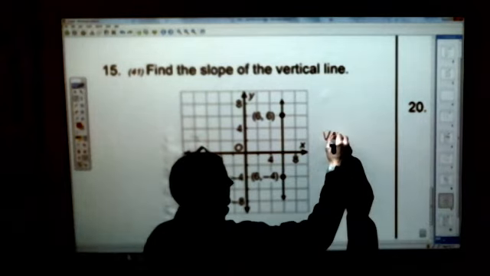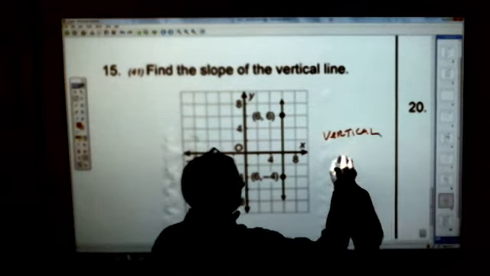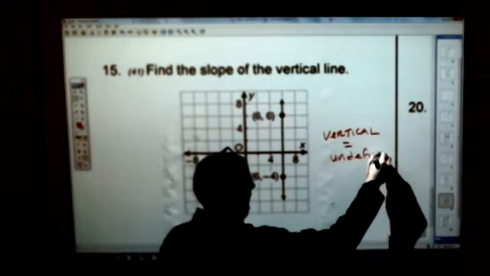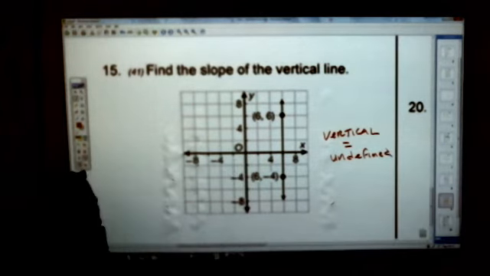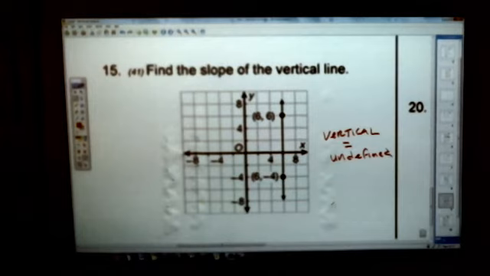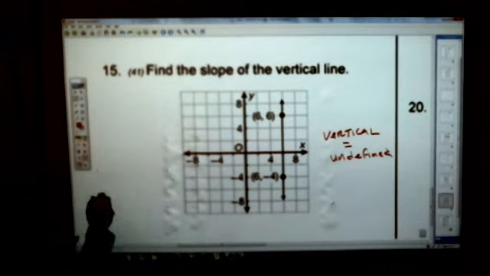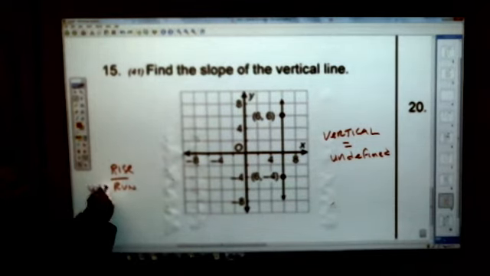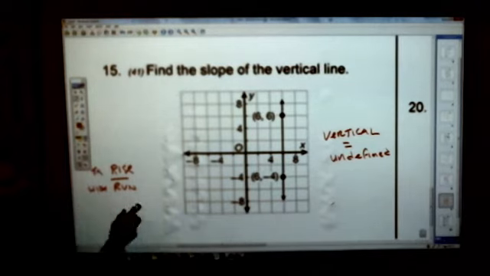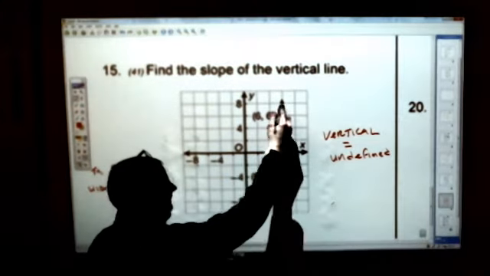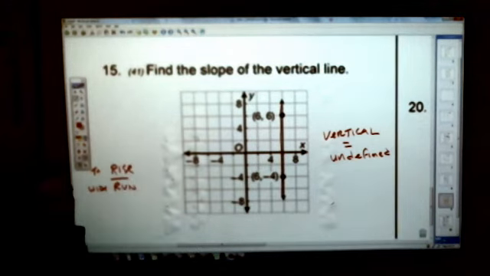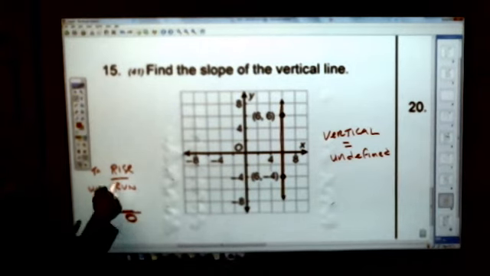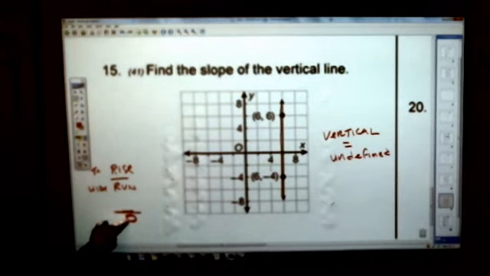Remember vertical lines? What's the slope of a vertical line? Undefined. How do you know that? Because you told us. Yeah, but if you could not remember that I told you, think about what slope is. Rise over run. How tall over how wide? If you look at this straight line, how wide is a line? It is 0. That is why it's undefined, because I'm trying to divide something by 0, which you cannot do.